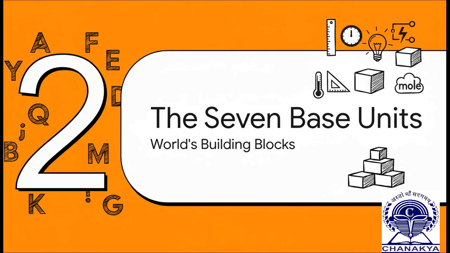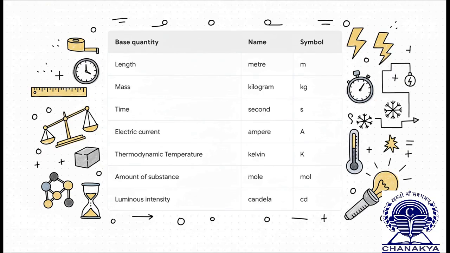So, what is this language made of? Well, just like the English alphabet has 26 letters, the entire SI system is built on just 7 fundamental or base units. Think of these as the absolute building blocks for describing our entire physical world. And here they are, the complete alphabet. You've got the meter for length, the kilogram for mass, the second for time, all the way down to the candela for luminous intensity. And here's a fun fact for you.